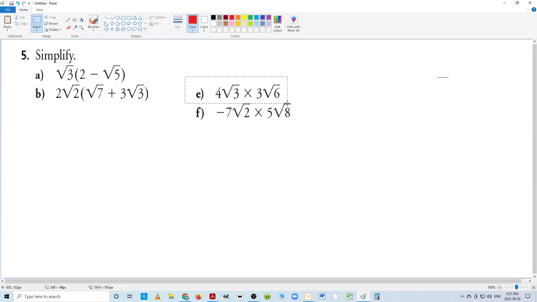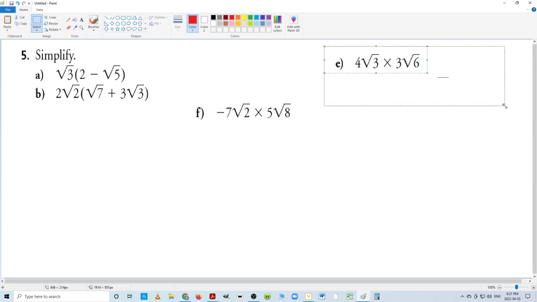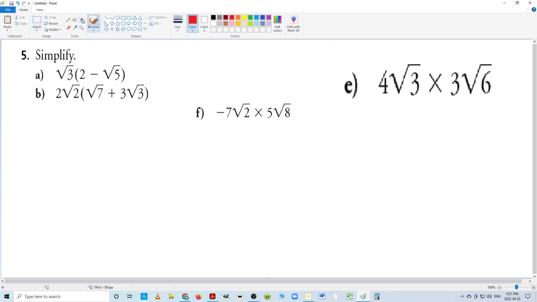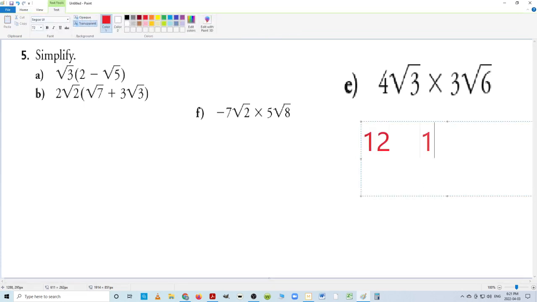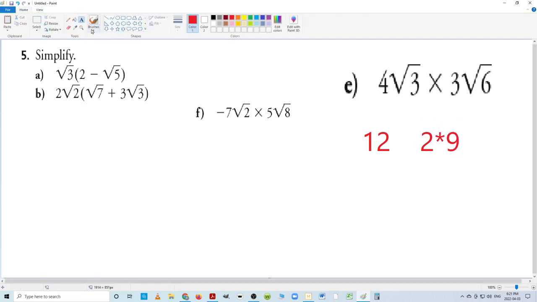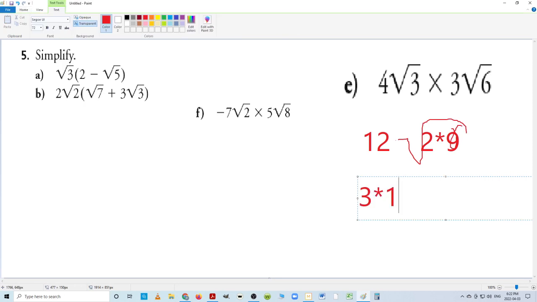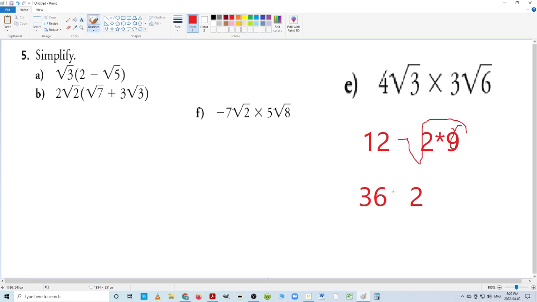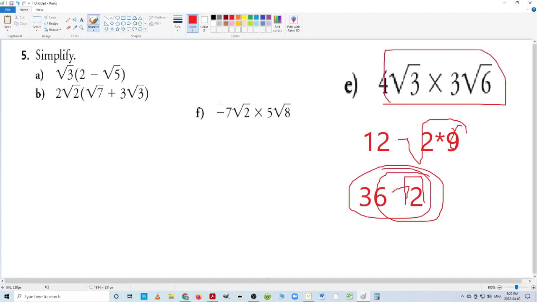And then this, you can only multiply the numbers times numbers, but this is an example of one where the roots will be able to simplify easier. 4 times 3 is 12. And 3 times 6 is 18 inside the square root of 18. However, that can be simplified to 2 times 9. Which means the square root of 9 can come out, and I get 3 times 12, which is 36. And I'm left with a square root of 2 in the radical. 36 times square root of 2 is the simplified version of this.